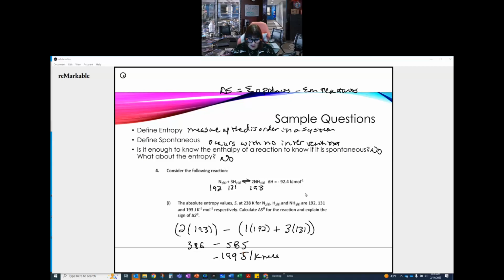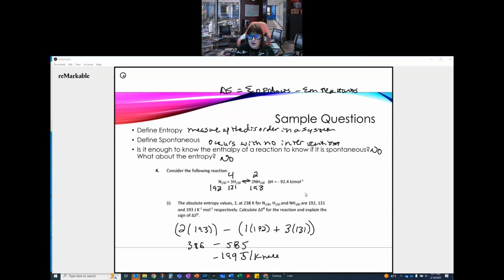Now, calculate delta S naught for the reaction and explain the sign of the delta S naught. I've left it as kilojoules per mole because we actually make 2 moles here, so that's why we have that. But it's negative. That means that I've gone to a state that has less entropy than when I started with. Looking at this equation, that makes sense to me because the total number of moles of gas on this side is 4, and over here is 2.